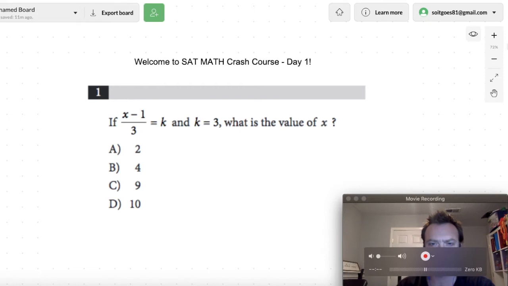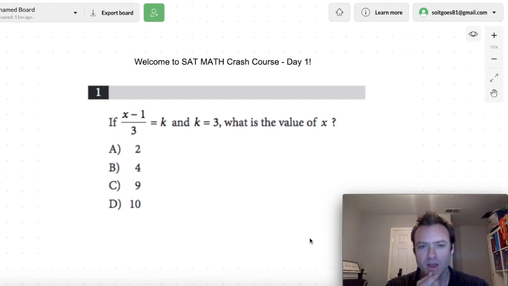If (x − 1)/3 = k, and k equals 3, what is the value of x? All right, so it's pretty clear, right? This is an algebra question. They want you to solve for x, and there's a way to do it.